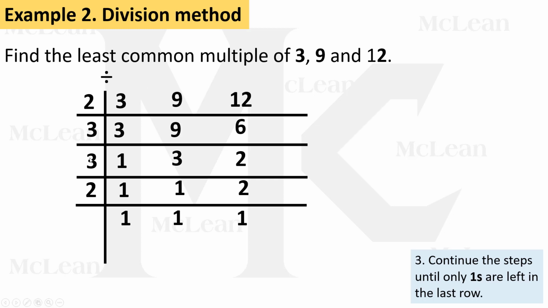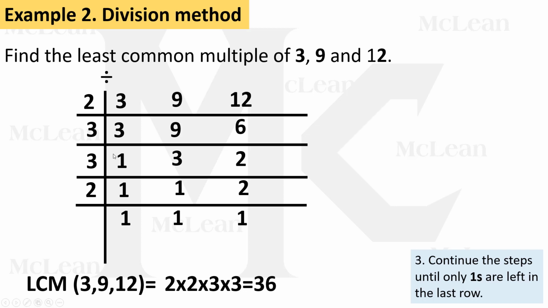So we're going to multiply these numbers over here. Remember we did prime factorization? Start with the lowest numbers first. Remember that. So the LCM of 3, 9, and 12 would be 2 times 2 times 3 times 3, giving you 36. 2 twos are 4, 3 fours are 12, 3 twelves are 36. Very good.